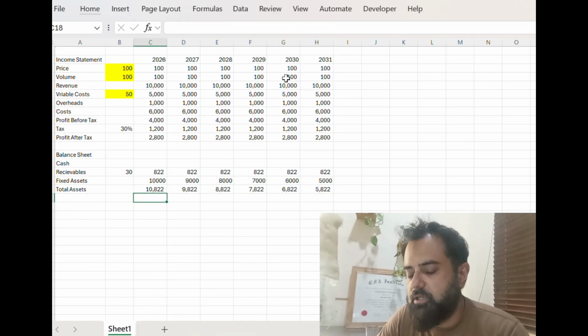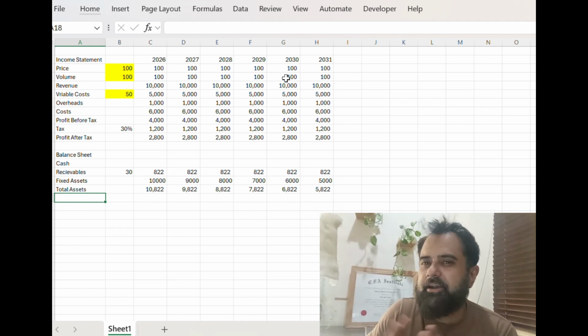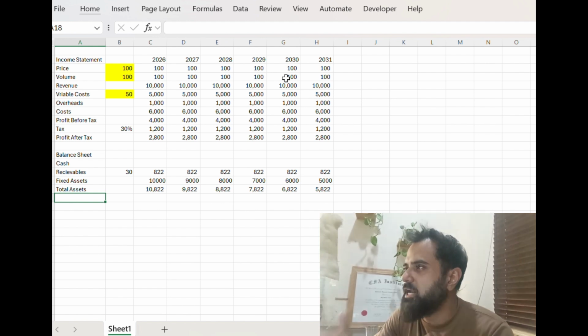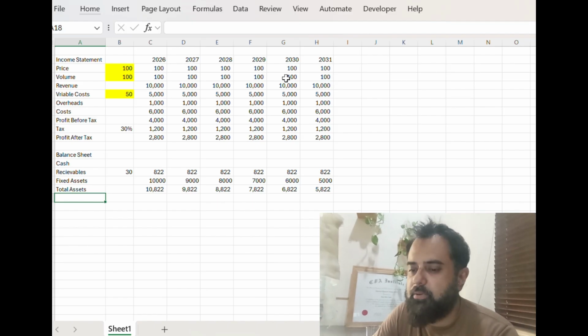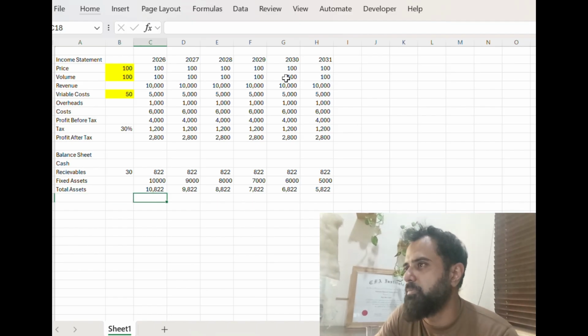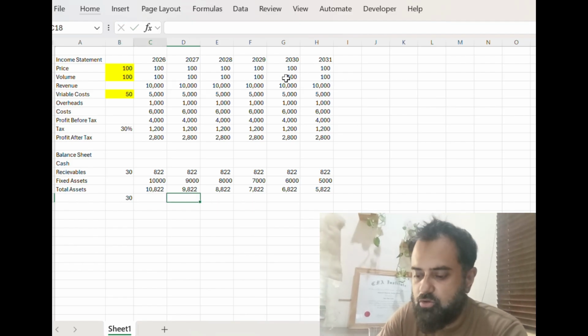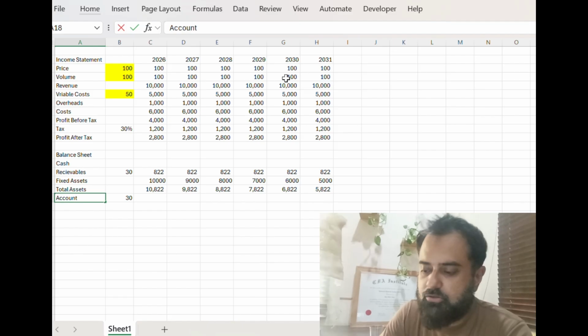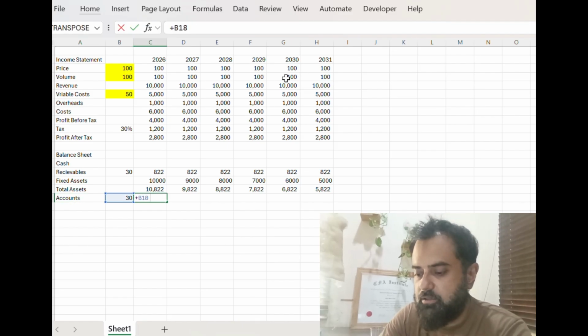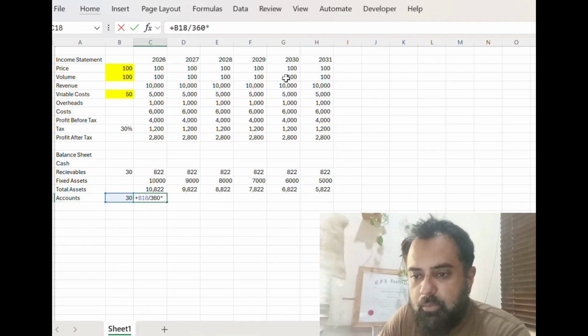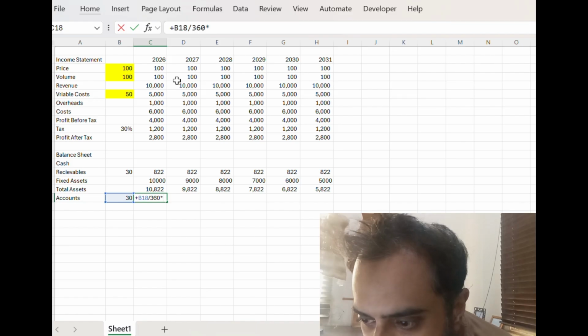And now we move towards the liabilities, right? Obviously we are assuming no debt, so there will be no debt on the balance sheet. But there has to be some accounts payable because everybody takes time to pay their bills. That is something usually standard in the industry. So maybe it takes us 30 days to pay our vendors. In that case, 30 divided by 360 multiplied by the total costs, right?